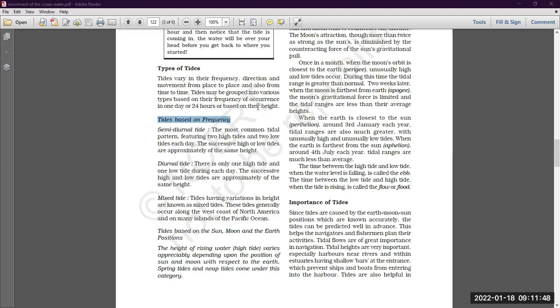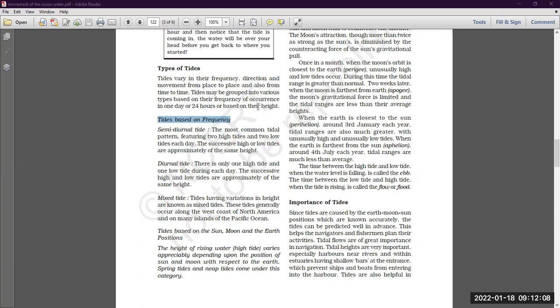So why are these known as mixed tides? Because in mixed tides there is a variation in the heights of the high tide and the low tide. What is there in the heights? Variation. That is the reason these are known as mixed tides.